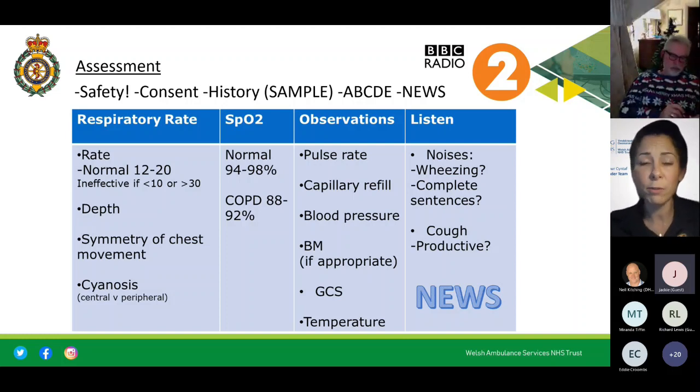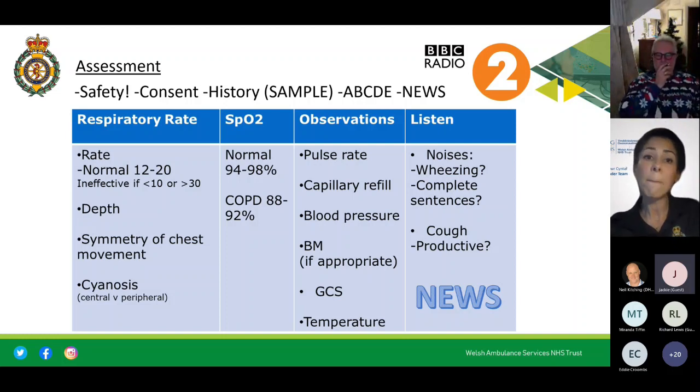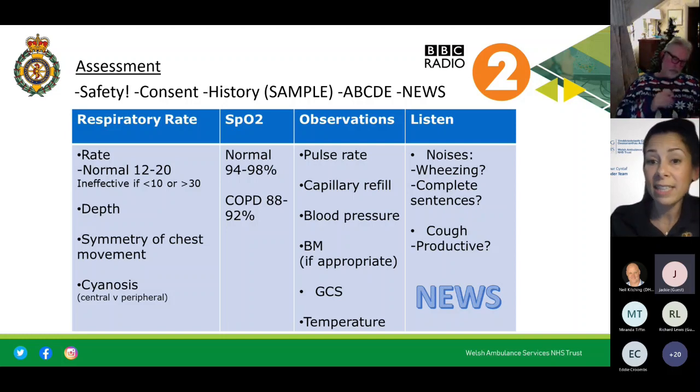And then listening as well. So obviously we're not asking you to auscultate anybody's chest, but it's just when you're with that patient, what noises can you hear? Can you hear wheezing? Can you hear gasping? Can they complete sentences? And can you hear their cough? And if they are coughing, again, get them to try and keep that so you can have a look at it. Nice job. And remembering a NEWS score. So we're going to be using NEWS to have a look to indicate how well or unwell our patient is, or how well or unwell they're likely to become.